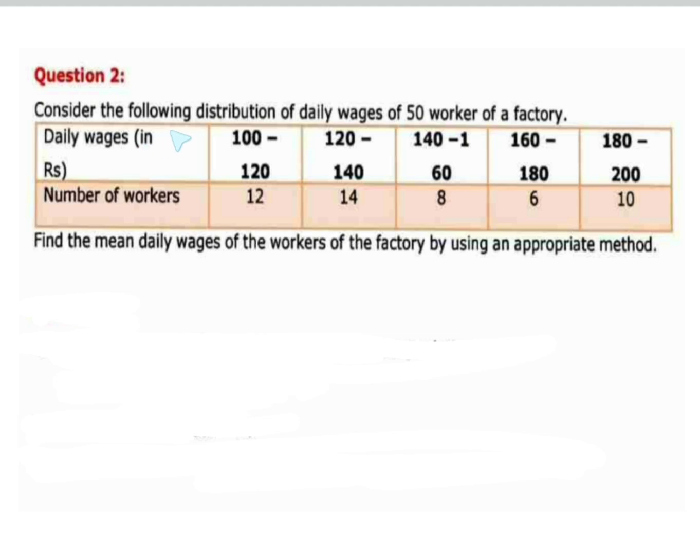Question number 2. Consider the following distribution of daily wages of 50 workers of a factory. Daily wages in rupees: 100 to 120 rupees.